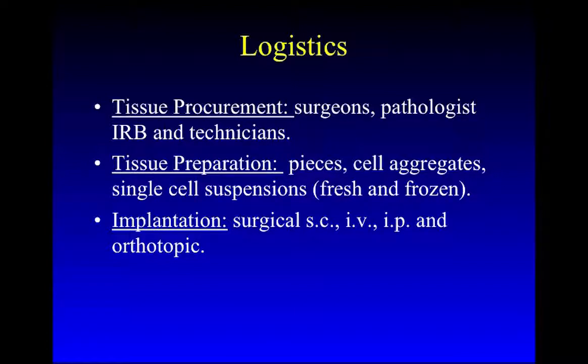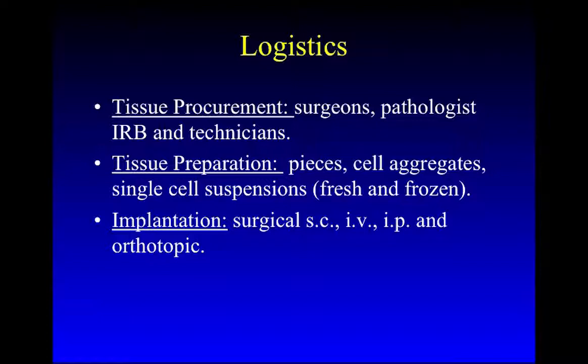With regard to tissue preparation, there's a variety of things that we do. What I'm going to talk about are actually pieces of tumors that are not disrupted, so we can actually implant a tumor microenvironment and expect that to sustain itself. We also are injecting, and I'll talk about this at the end in the mantle tumor xenograft model, cell aggregates, which are not actually pieces, but aggregates of cells that will generate the tumor microenvironment. Other people are injecting single cell suspensions, and these all can be either fresh or frozen.